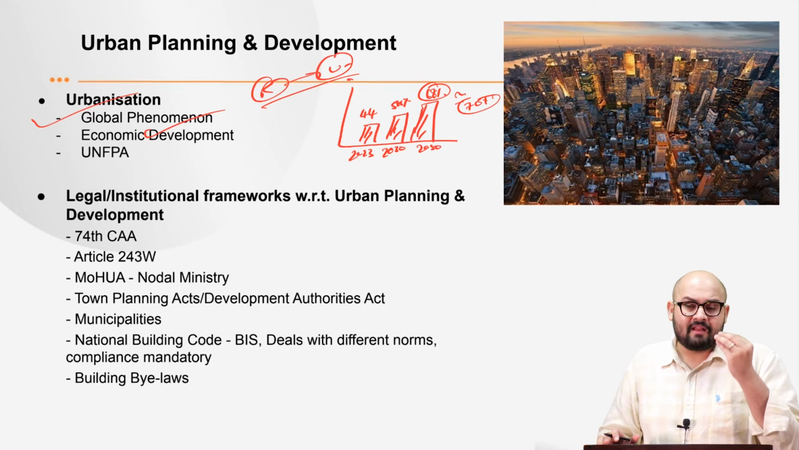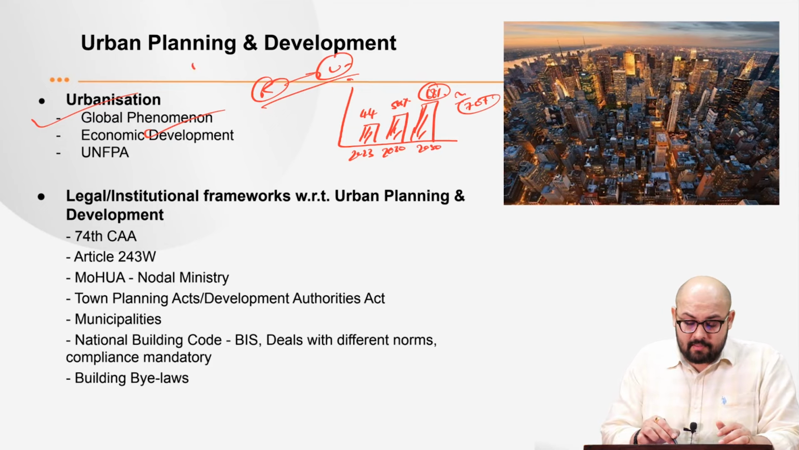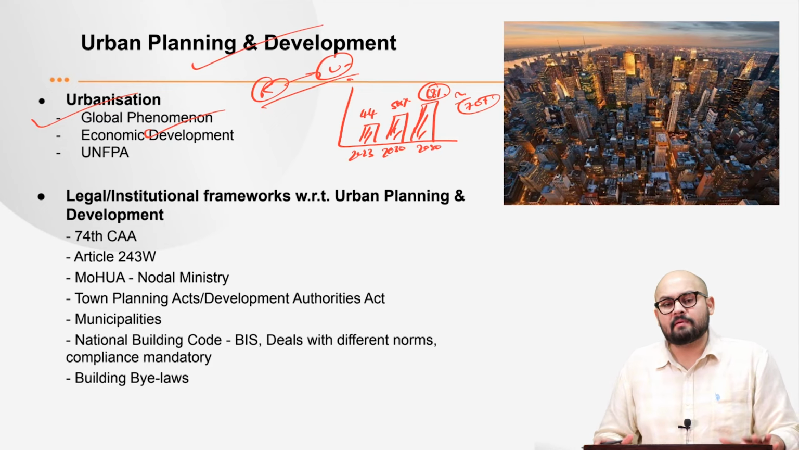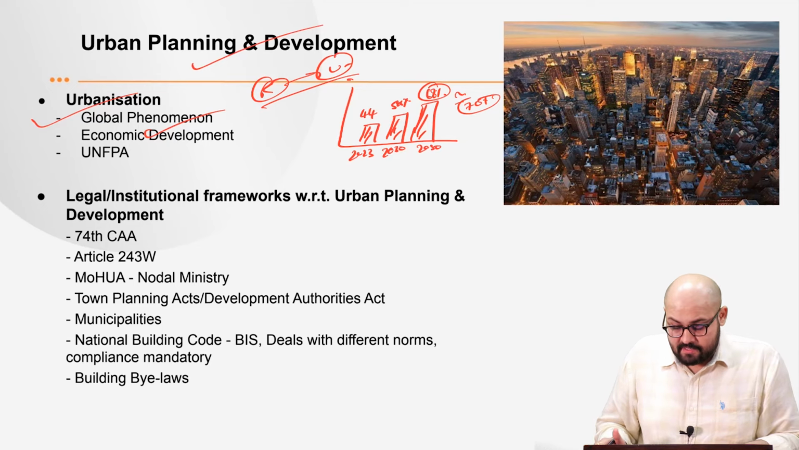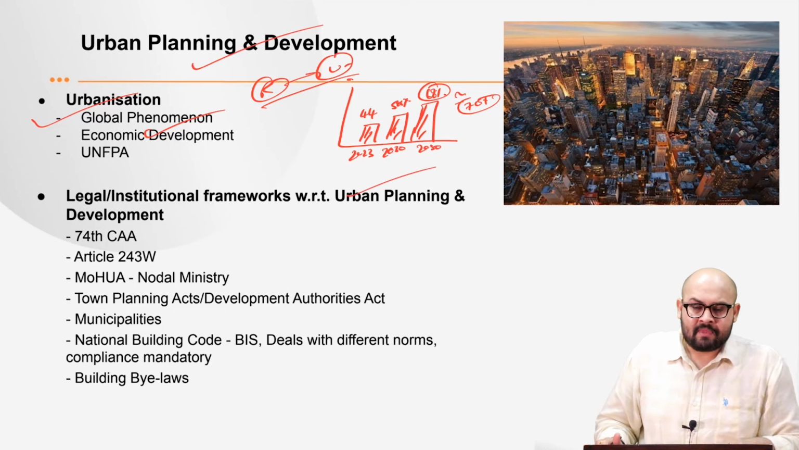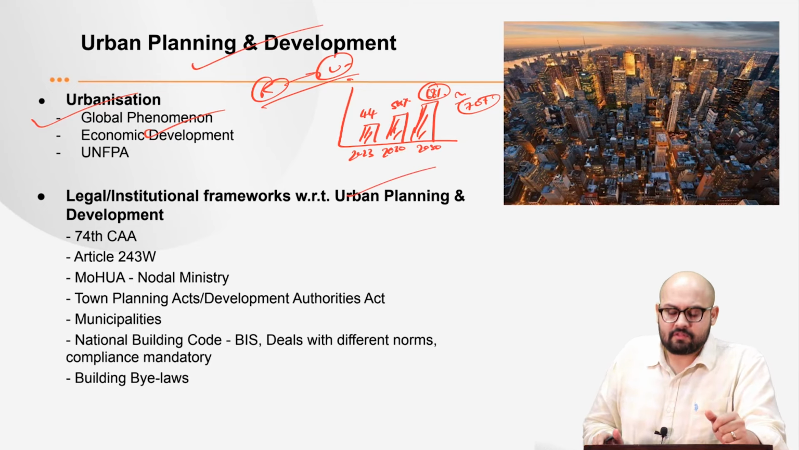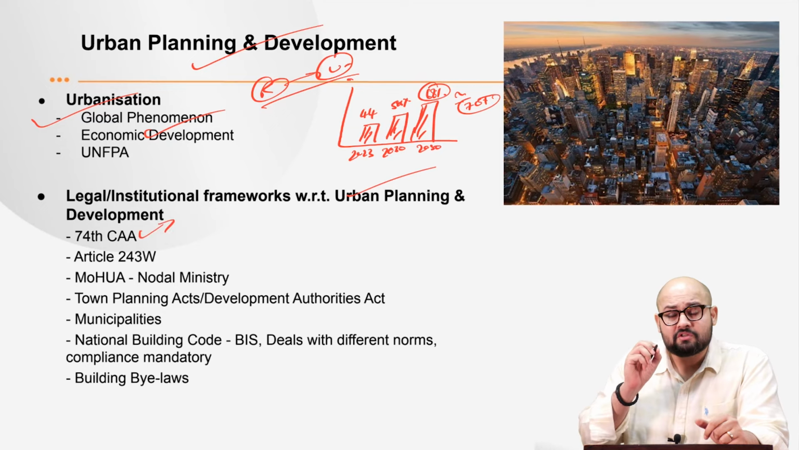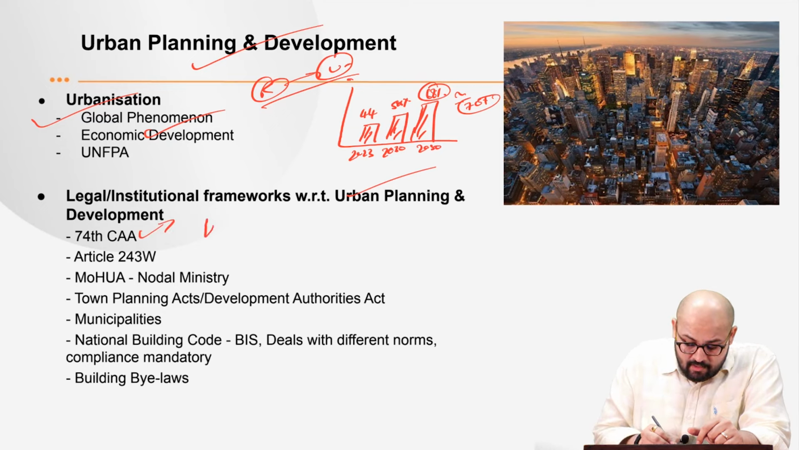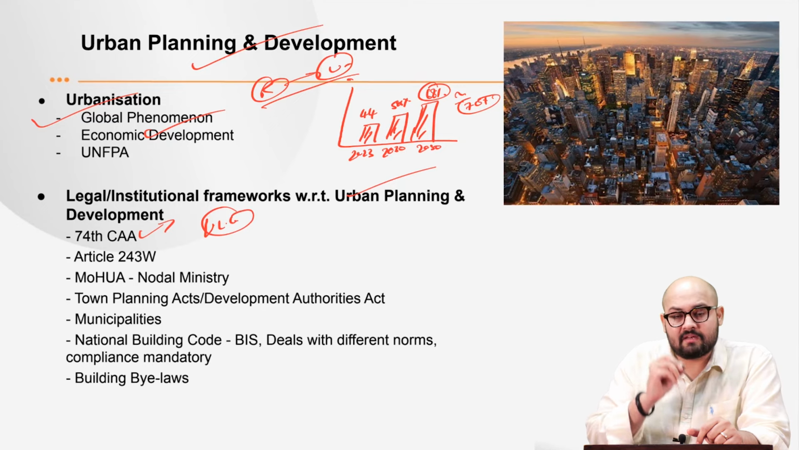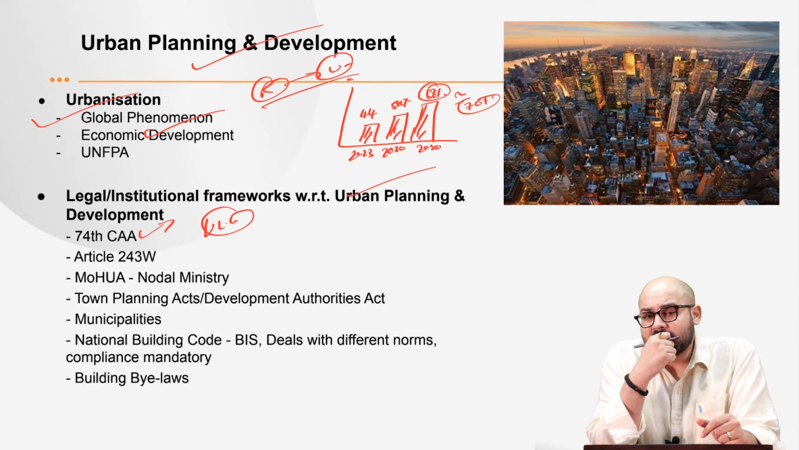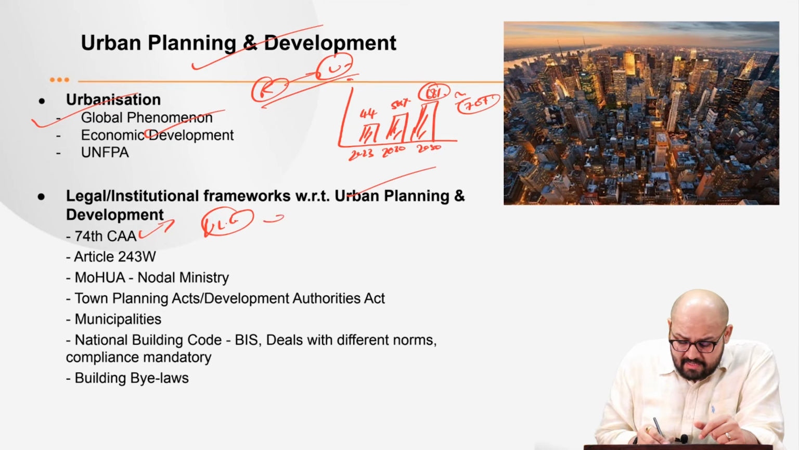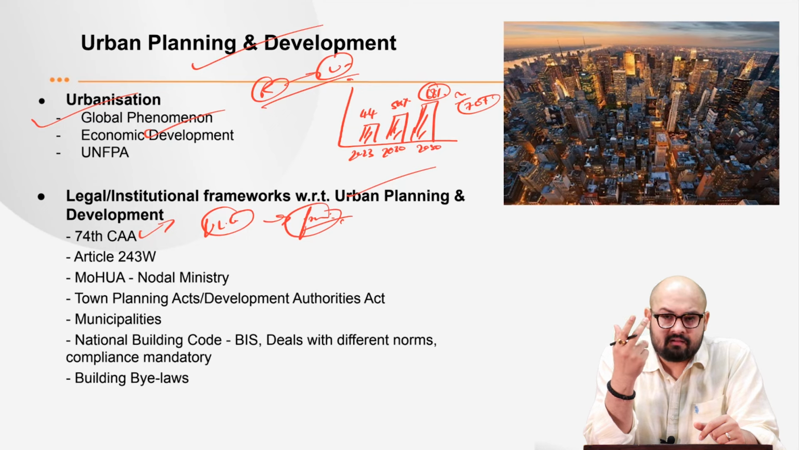Now this becomes really important, that we focus on urban planning and development, robust urban planning and development. Now what are the legal or institutional frameworks with respect to urban planning and development in India? See, the very first is the 74th Constitutional Amendment Act. Now this constitutionalized the urban local governance system in India. It also led to a framework for providing the working of municipalities, right?